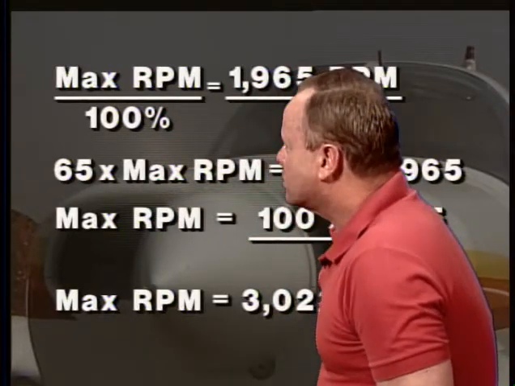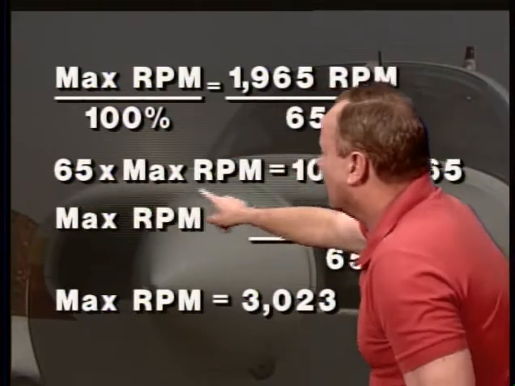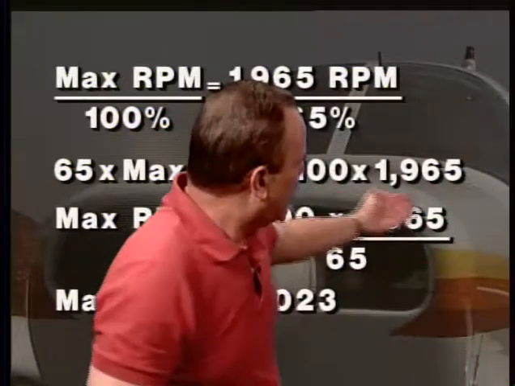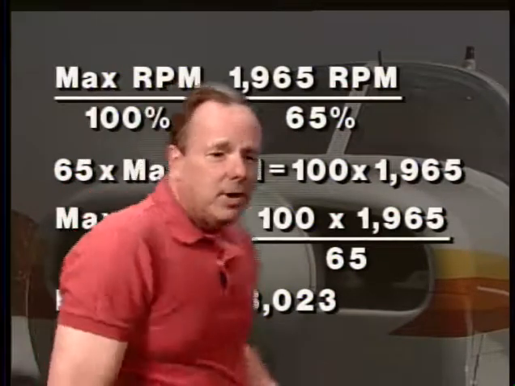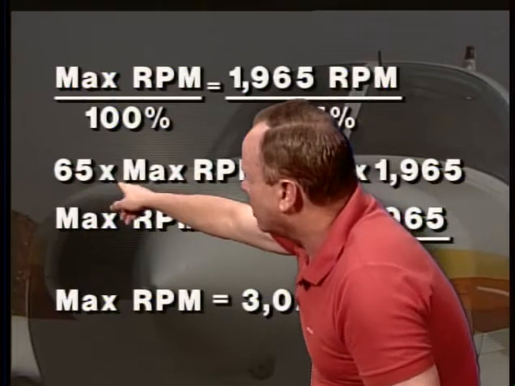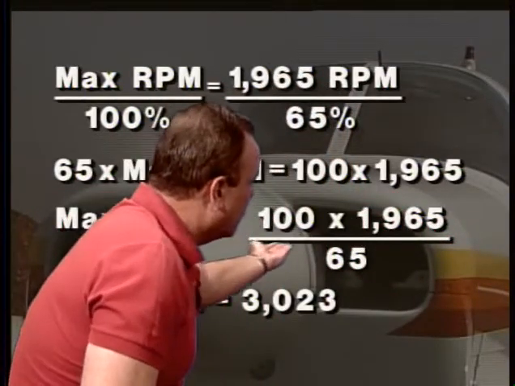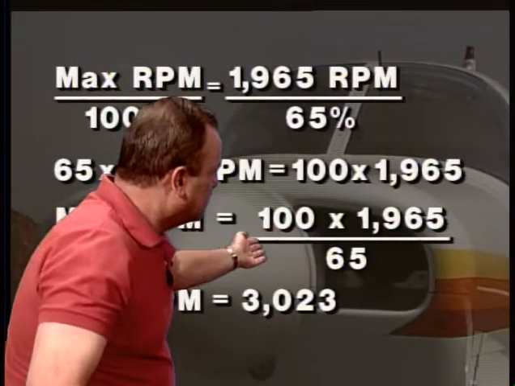Now, all we have to do is cross multiply. We take the 65 times the maximum RPM, put that on the left-hand side, and take the 100 times 1965 and put that on the right-hand side, and we're all set up. Now, all we have to do now is divide both sides by 65. To do that, we'll cross off the 65 on the left-hand side, and on the right-hand side, we'll take the whole expression and put it over 65, and now we've divided both sides of the equation by 65.